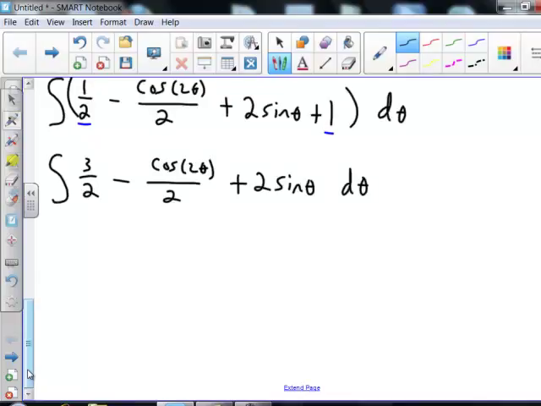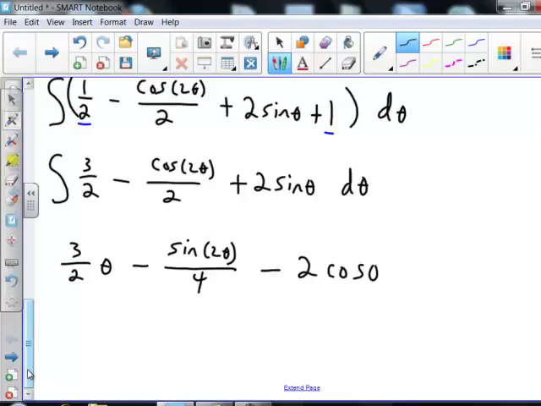So integrate 3/2. That's going to be 3/2 theta. Integrate the negative cosine of 2 theta. That's going to become negative sine of 2 theta, all that over 4. Integral of cosine is sine, so that's sine 2 theta. I got a 2 there, so I need to put a half in there, so my 1/2 becomes 1/4. And then the integral of 2 sine theta is negative 2 cosine theta.